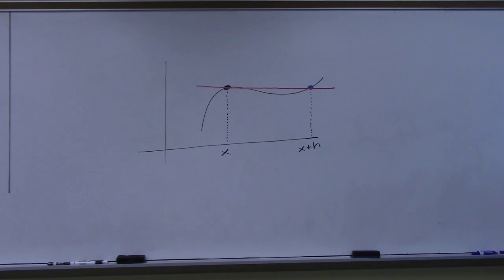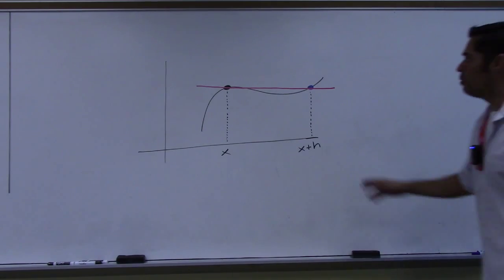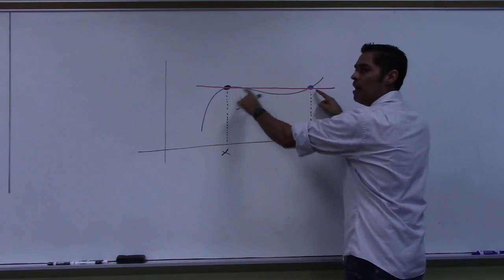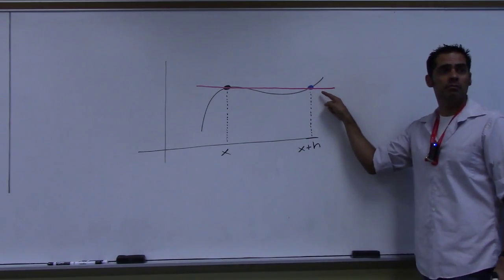But if I have 2 points on a line, I can always find the slope of that line, can't I? Just rise over run. Can always do that. So when it comes to this secant line, I can always find its slope, right?